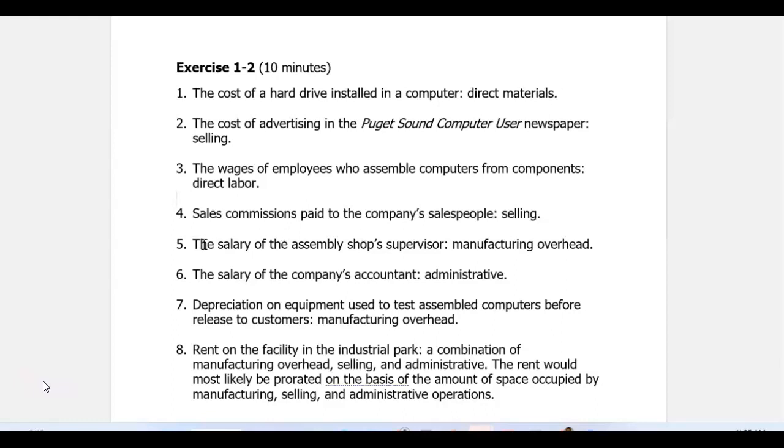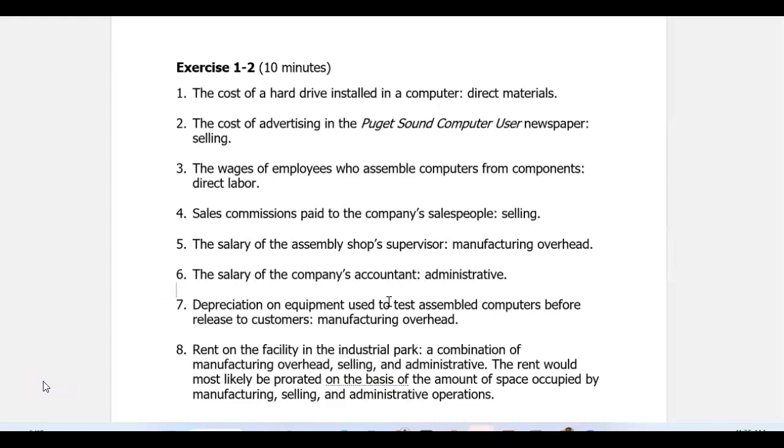Operating expense, as you remember, I said there are two categories: selling expense and general administrative. So sales commission is selling expense. The salary of the assembly shop's supervisor, and that's what I mentioned already, that's manufacturing overhead. The salary of the company's accountant, that is general administrative expense, salary expense for office.